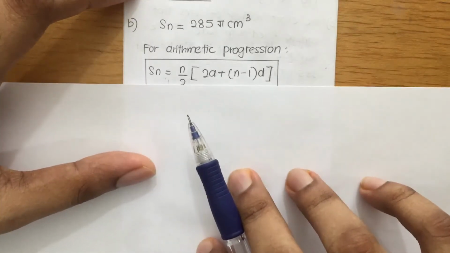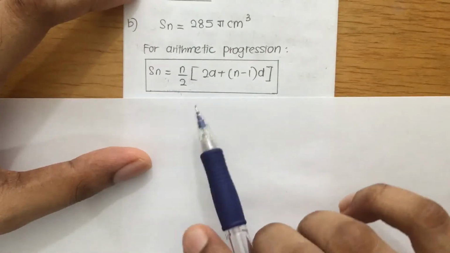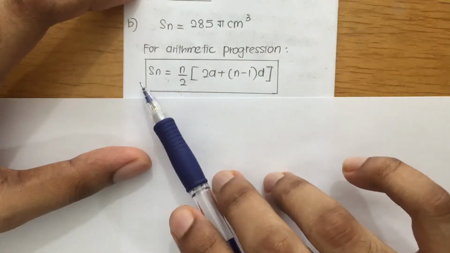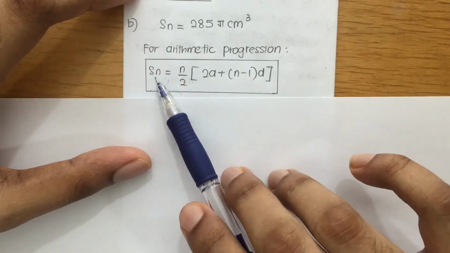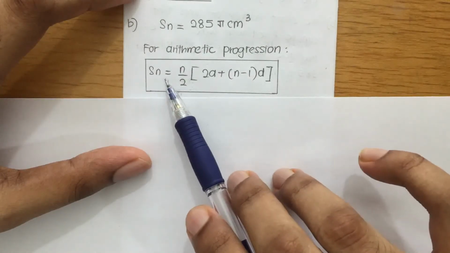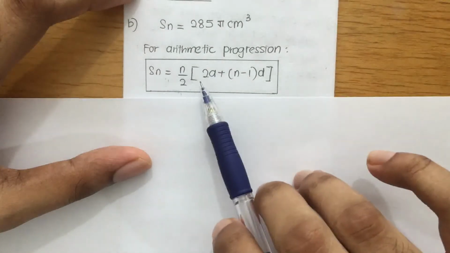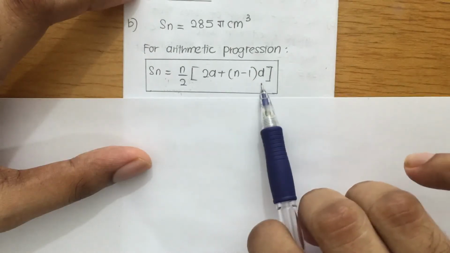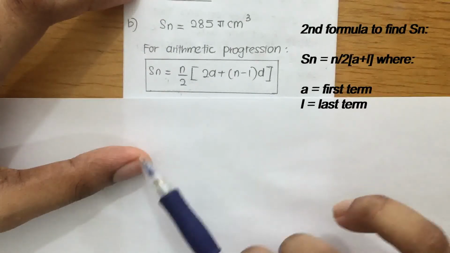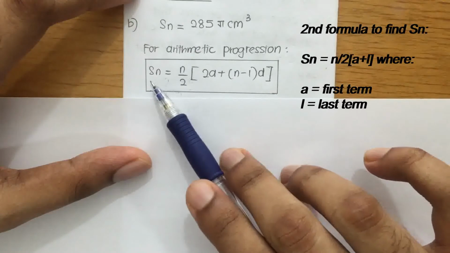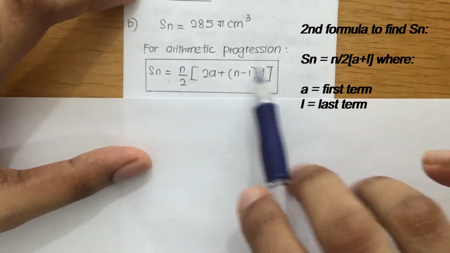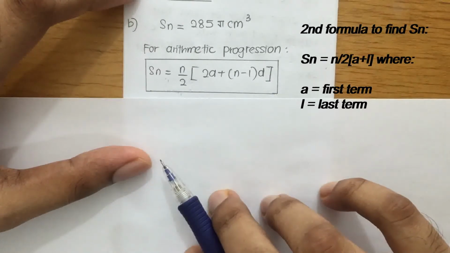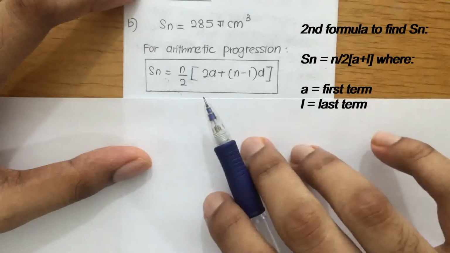For an arithmetic progression, this is the formula you need to use to find the total sum of n terms, which is Sn equals n over 2 times (2a plus (n minus 1)d). Okay, this is one of the formulas. Actually, there are two formulas you can use to calculate Sn, so I'm explaining one of the methods here.